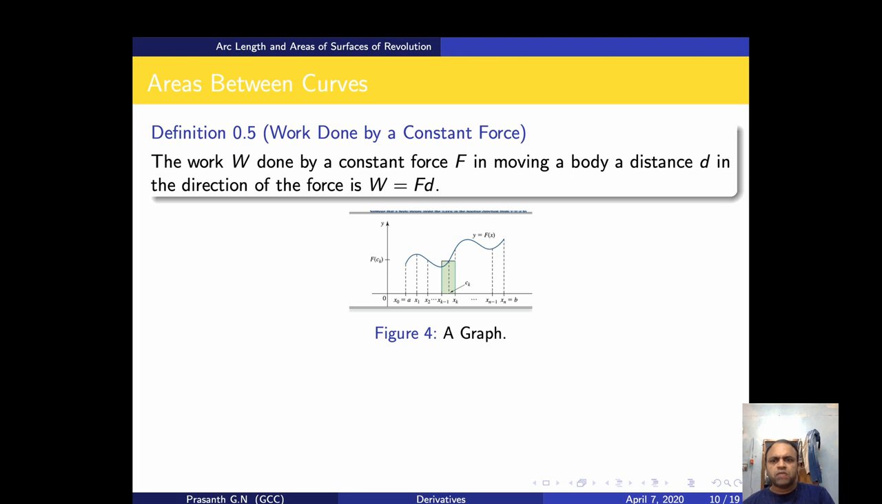Now let us see what is the work done by a constant force. The work done W by a constant force F in moving a body a distance d in the direction of the force is W is equal to Fd.